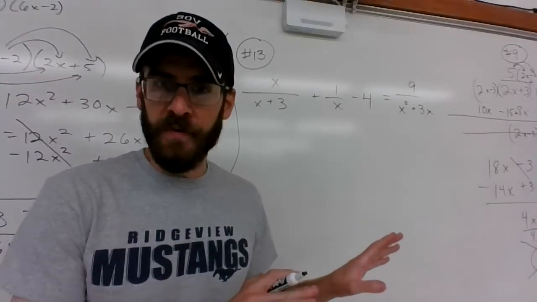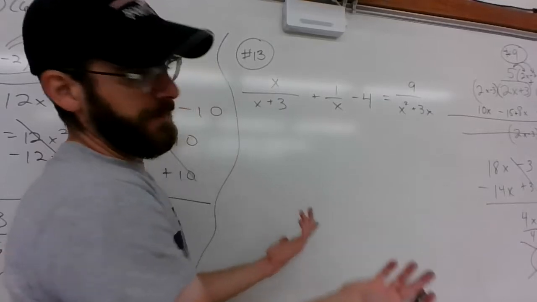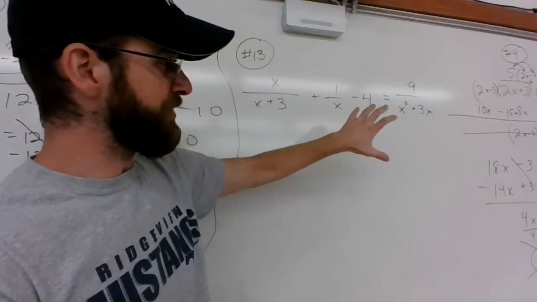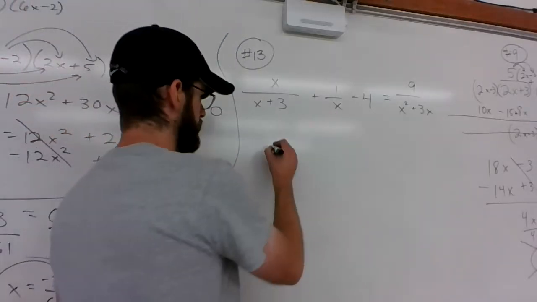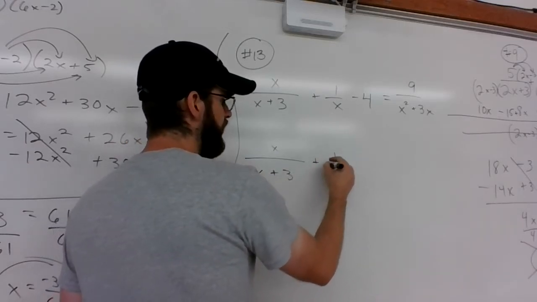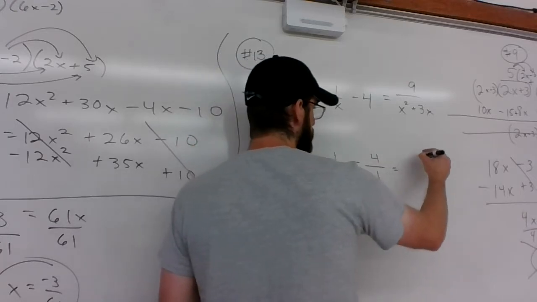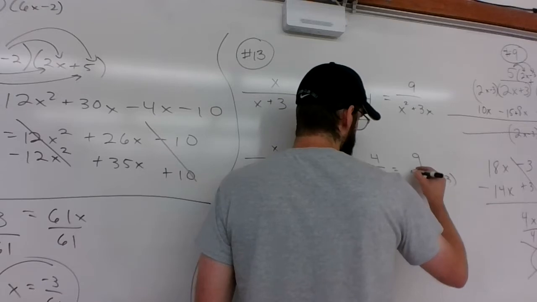So now we're ready to move on to number 13. Looks like the same situation's really happening. There's an x squared plus 3x. It has factors of x and x plus 3 if you actually factor it out. But I should also put this 4 over 1.